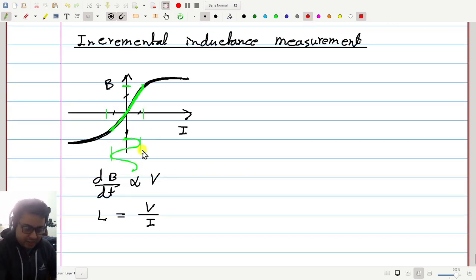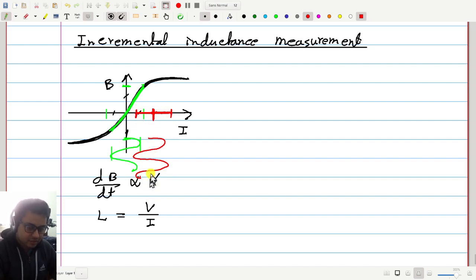Now suppose we have a current which has a DC offset. Suppose my current is varying like this here. So current here is varying from here to here. It has a DC value, and on top of that DC value I have an AC. So it's varying like this. This is the range of current variation.